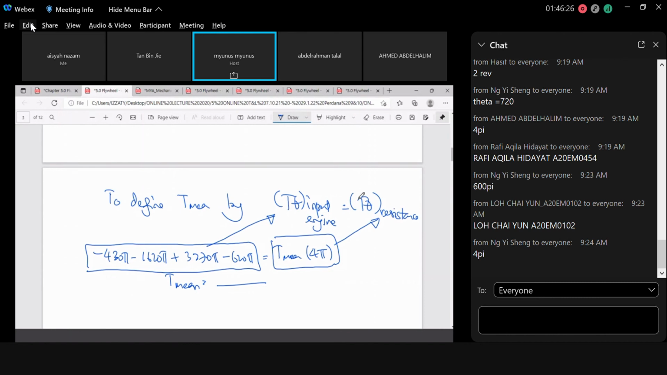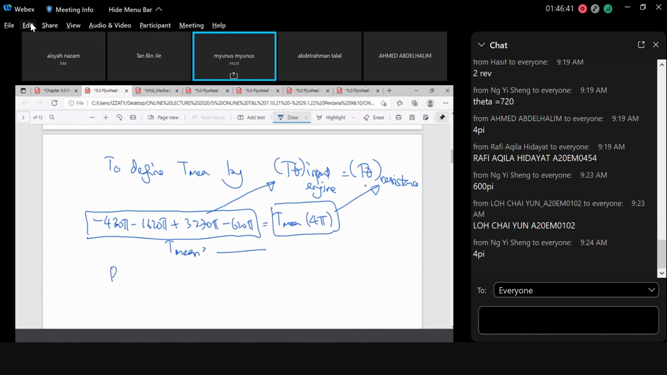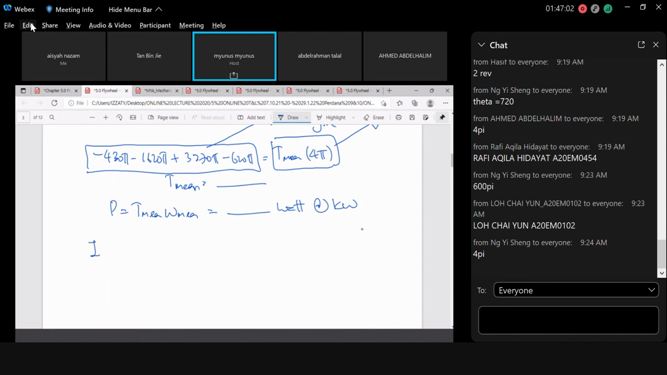Okay, so when you get the T min, the next procedure is to look for power. Power is equal to the T min that you calculated earlier multiplied by omega. Then we have the power in watts, or also in kilowatts. The next one, mass moment of inertia I, is equal to beta E divided by alpha omega mean to the power of 2, or equal to E max minus E min divided by alpha omega mean squared.